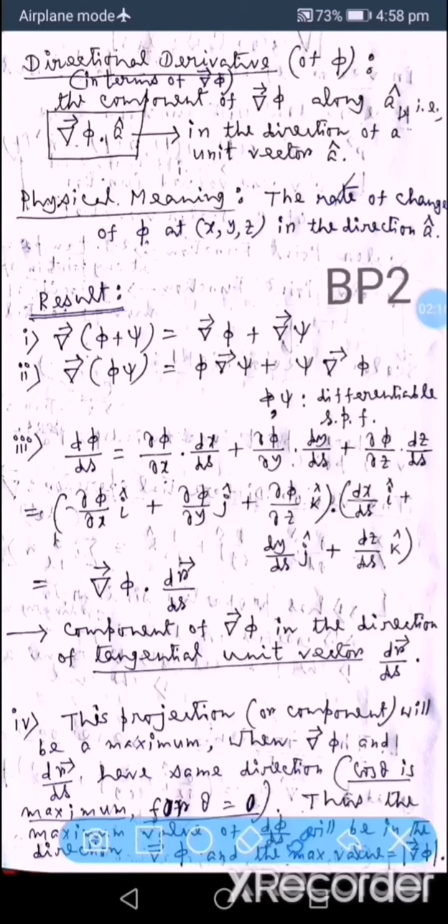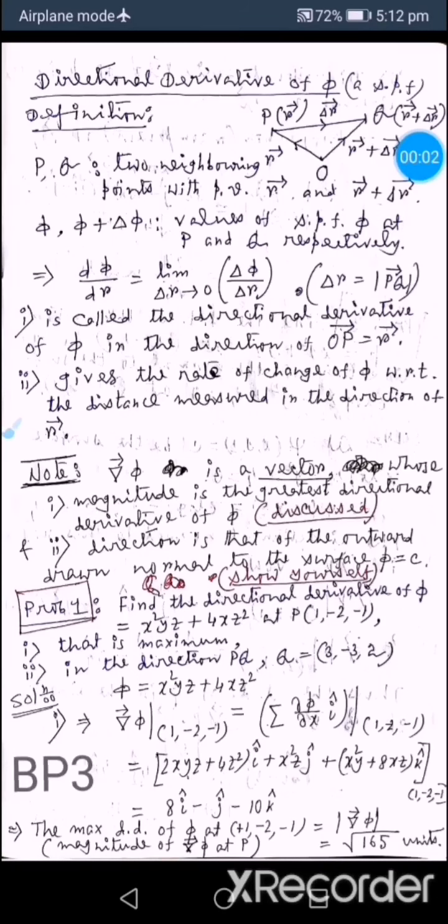Now let us define the directional derivative of a scalar point function phi in terms of del phi. The component of del phi in the direction of a unit vector a cap is given by del phi dot a cap and is called the directional derivative of phi in the direction of a cap. Physically, it signifies the rate of change of phi at x, y, z in the direction of a cap.